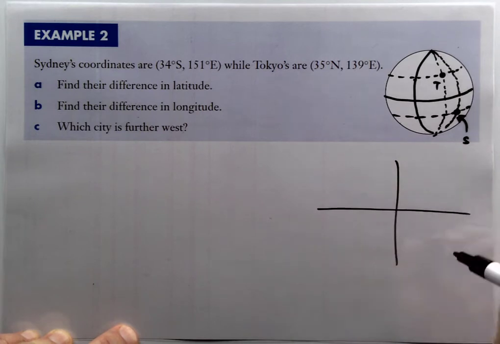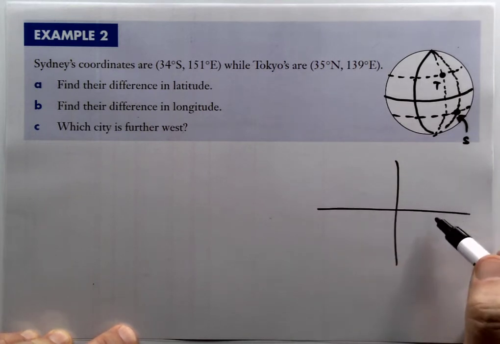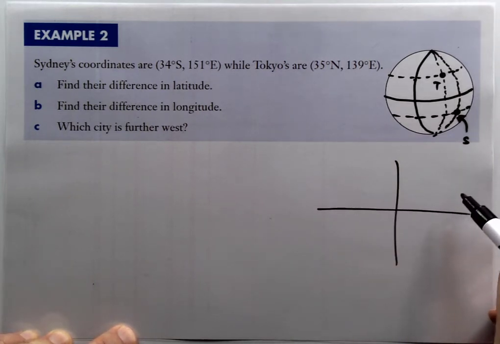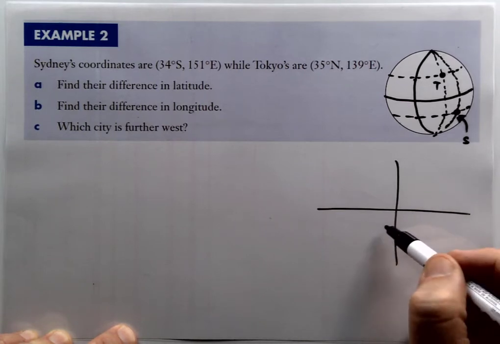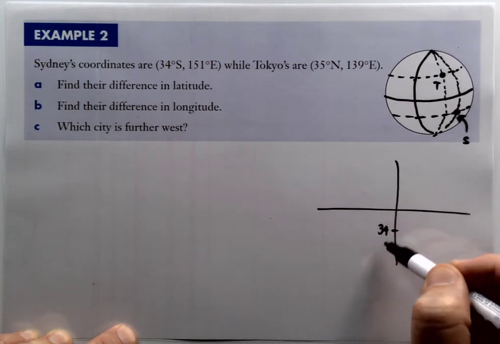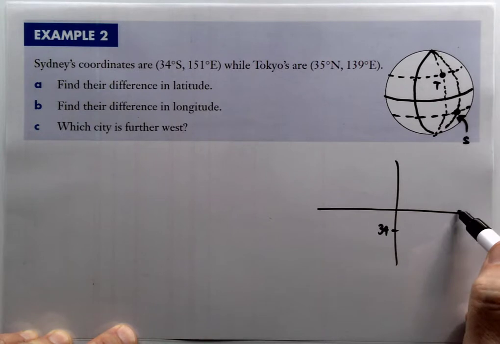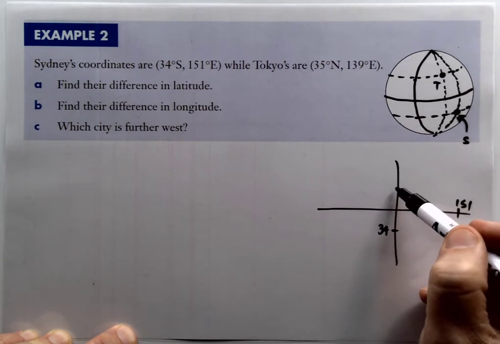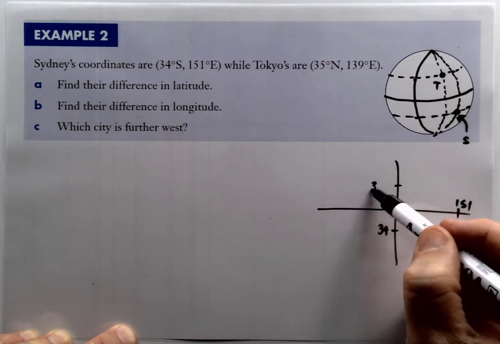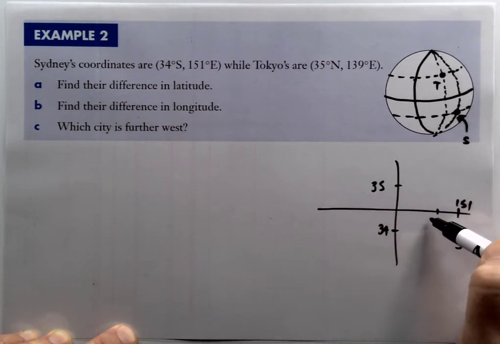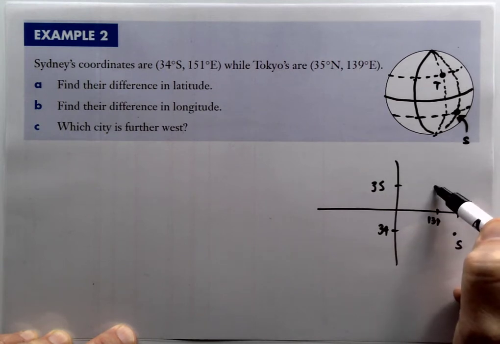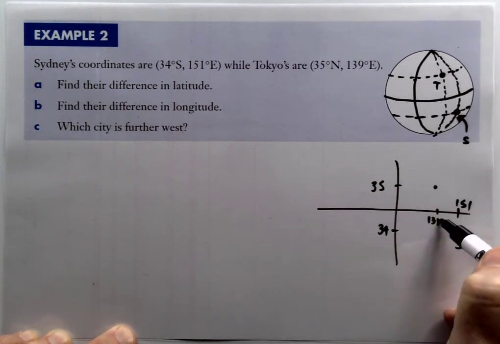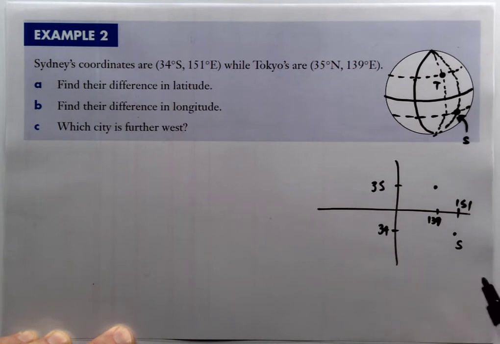If instead we draw our ordinary sort of flat diagram there, so Sydney is going to be 34 degrees south, a bit like minus 34. It's going to be 151 degrees to the east, so there's Sydney. Tokyo is going to be 35 degrees to the north, and it's going to be 139 degrees to the east. So you can see there we've got a much clearer way to work out our questions.